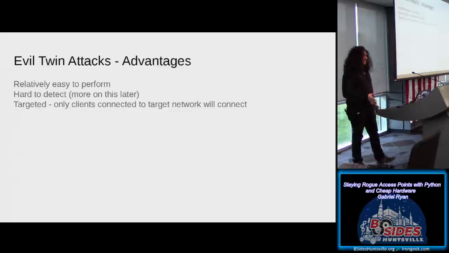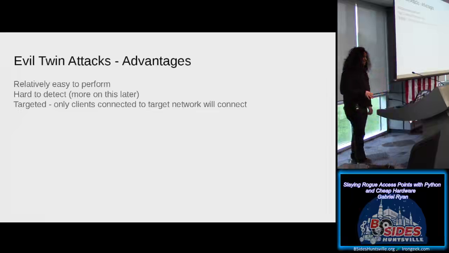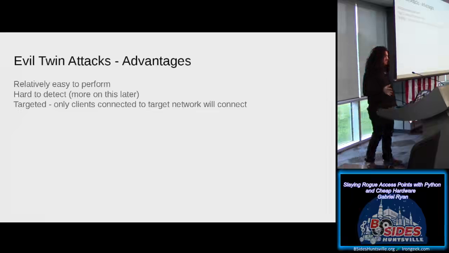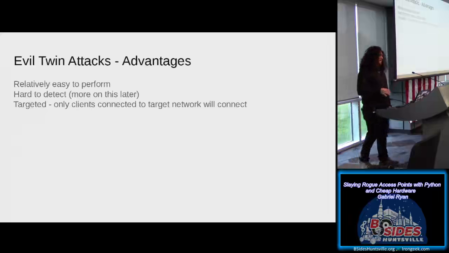But despite the fact that it would seem obvious that there's an access point up that shouldn't be there, there actually are some ways that this can be tricky to mitigate. And the other advantage, I think from a red team perspective, the most advantageous thing about using an evil twin as opposed to a different wireless attack, is that it's very targeted.